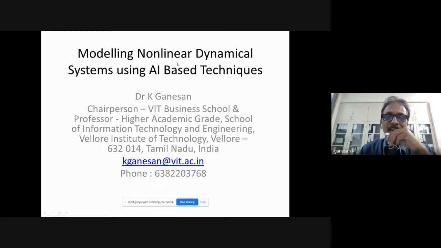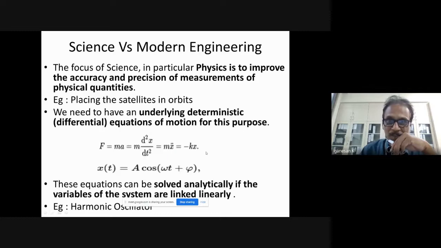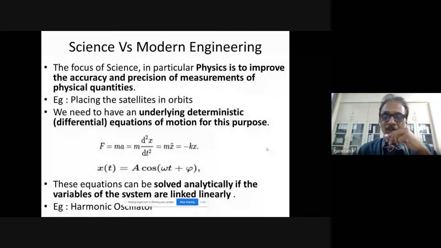So the title I have slightly modified as Modeling Nonlinear Dynamical Systems Using AI-based Techniques, because we are using a number of AI-based techniques, which may be neural networks or machine learning or deep learning. Many of these techniques fall under the umbrella of artificial intelligence. So we can use all these techniques when we want to model nonlinear dynamical systems. So let me get into the details, and time and again, I may also play some videos to give you a feel of how important these problems are.